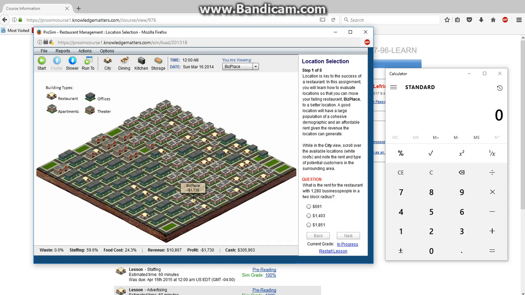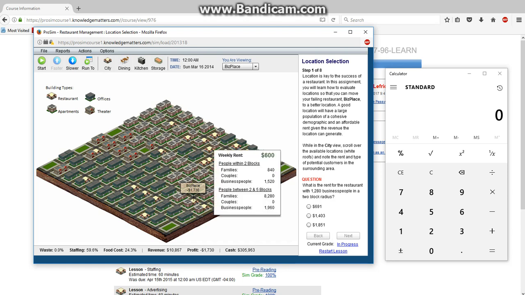I'm not gonna read all the questions because I have limited recording. I only have like 10 minutes, but here it says, while in the city view, scroll over all the available locations with white roofs. So all these are like restaurants that are available, and note the rent and type of potential customers in the surrounding area. So the question is, what is the rent of the restaurant with 1,280 business people in 2-block radius?